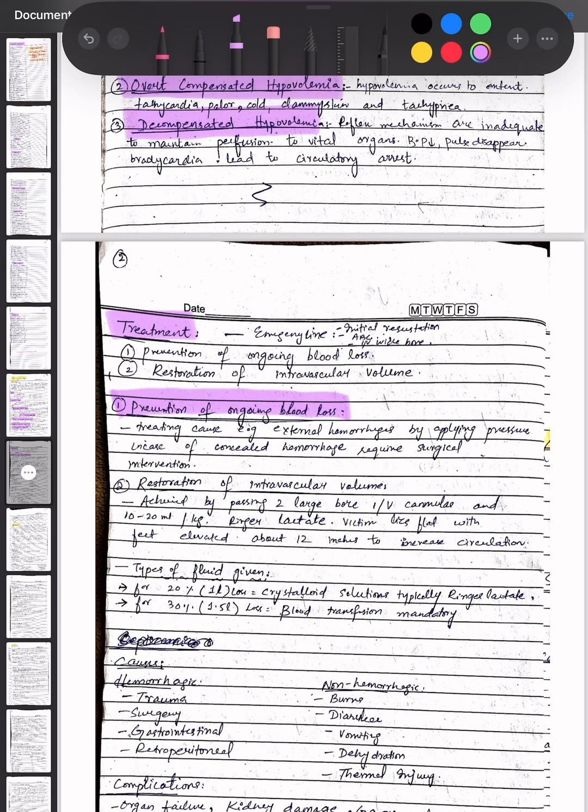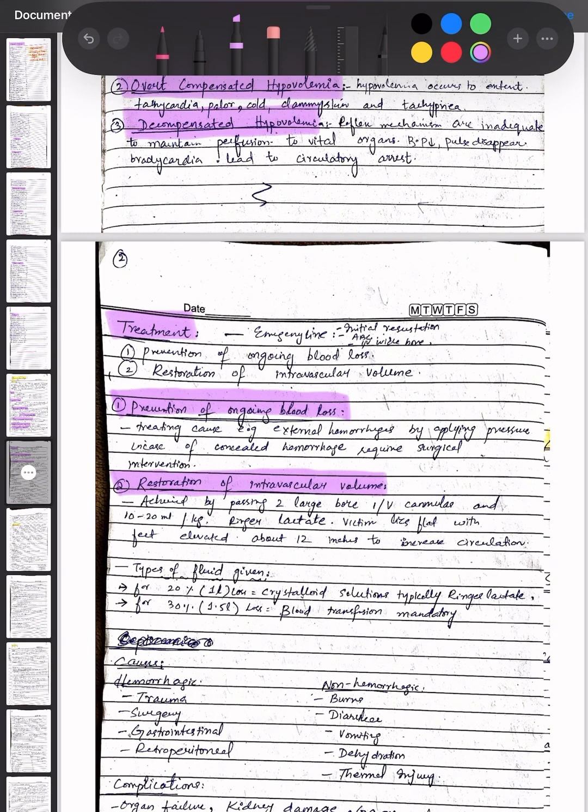To prevent the blood loss, you have to control hemorrhage. The second is restoration of intravascular volume, achieved by passing two large bore intravenous cannulas and giving 10 to 20 ml per kg Ringer lactate. The patient lies flat with feet elevated about 12 inches to increase circulation.